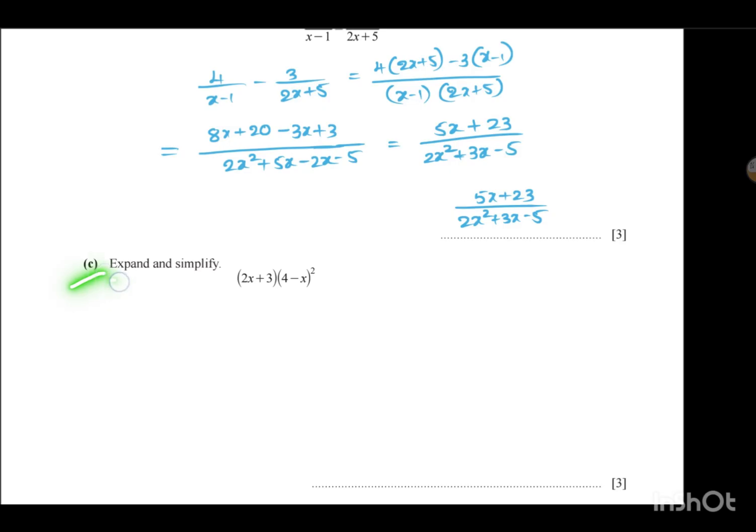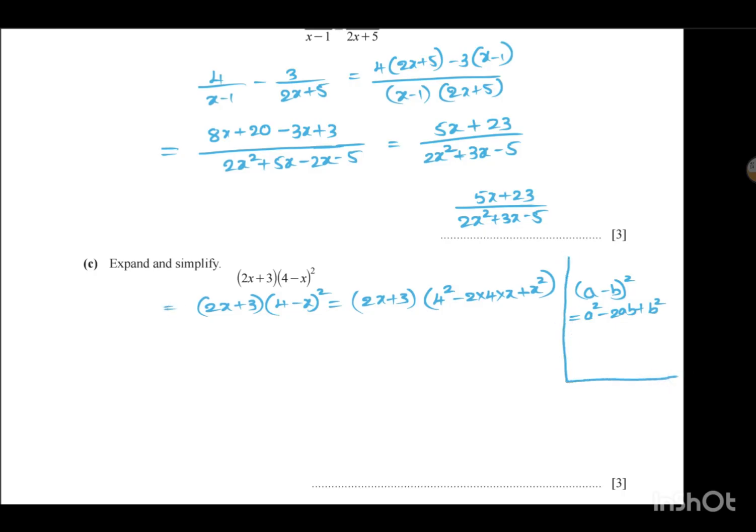So this is question number C. Expand and simplify. So we have been given two expressions. One is squared. So write first one as it is and expand the second one. So 2x plus 3 into 4 minus x is a minus b whole square form. So a minus b whole square is what? A square minus 2ab plus b square. This is the identity. Using this identity we can square that. 4 square minus 2 into 4 into x plus x square. This is the identity.